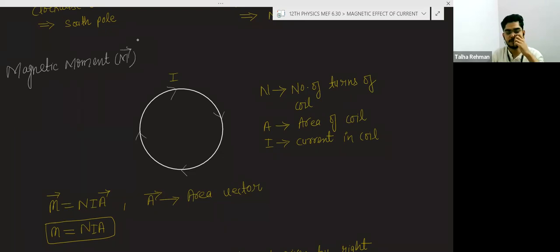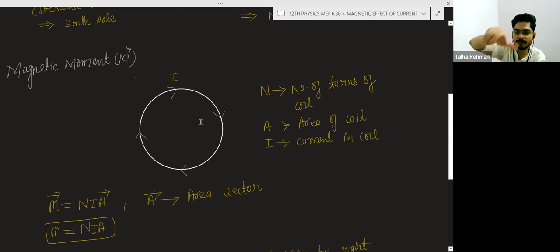Magnetic moment is a vector quantity. If you want to find the direction of the magnetic moment, curl your finger along the sense of current. The direction of the thumb will give you the direction of the magnetic moment. When you curl your finger along the direction of the current, your thumb will be away from you, meaning inward. This magnetic moment will be inward here.